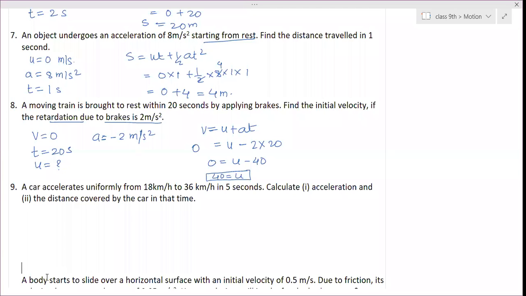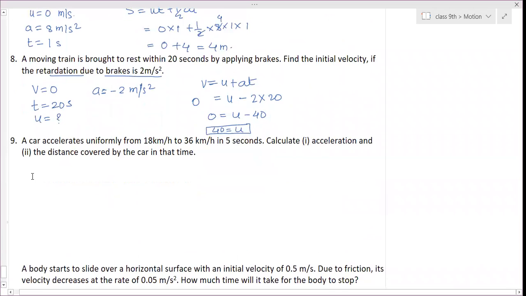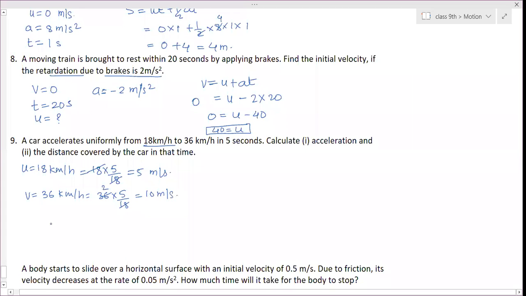Now, should we do it using the formula v is equal to u plus at? Yes, you can do. First, for the acceleration you can use that method. So your values are given. u is equal to 18 kilometer per hour, that is 18 into 5 by 18, this gets cancelled, that is 5 meter per second. v is equal to 36 kilometer per hour, that is 36 into 5 by 18, 18 into 36, 10 meter per second.